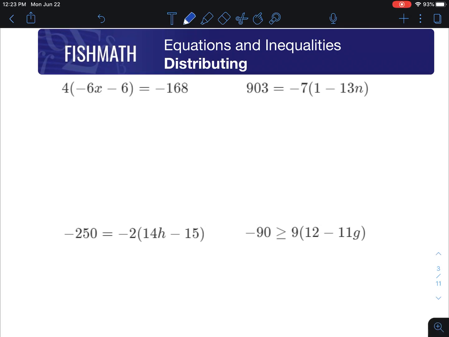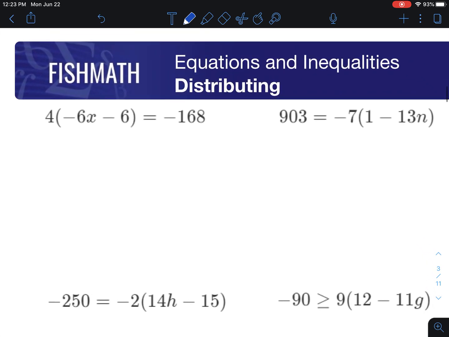Hi everyone, we're going to look at how to do equations and inequalities that involve the distributive property using these parentheses here and a number out front to multiply into it. So for the first one, we're going to get this back to what we're used to. We're used to two-step equations when there's no parentheses. So to do that, we're going to multiply this 4 into our parentheses, to everything on the inside.